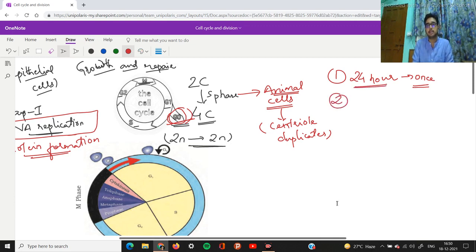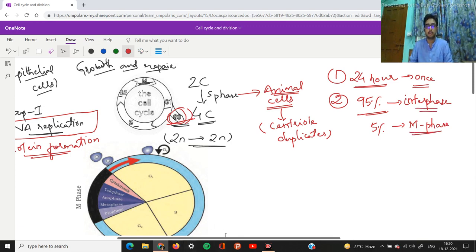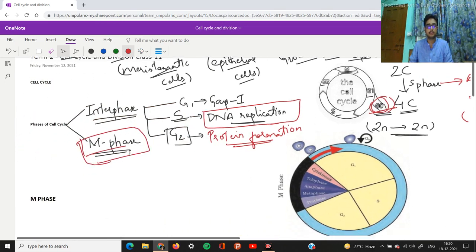Then number two, 95% of the cell cycle is taken by interphase only. Only 5% is taken by M phase. So this has to be clear for all of you. All right, now this is enough. We'll move on to the M phase now.